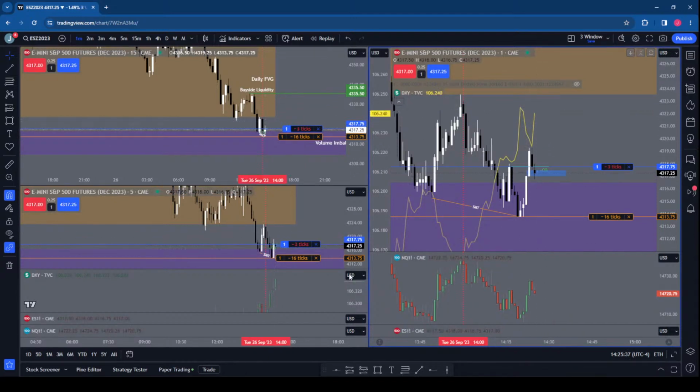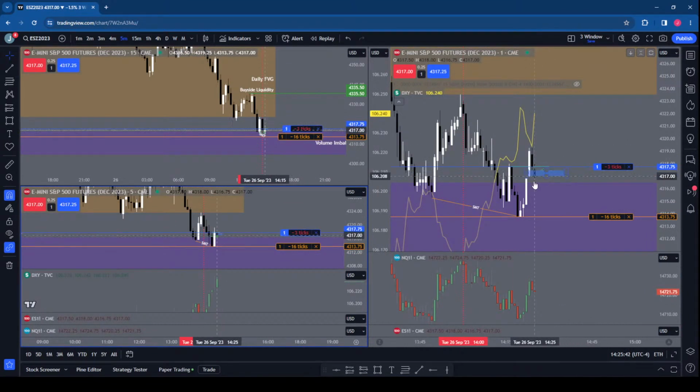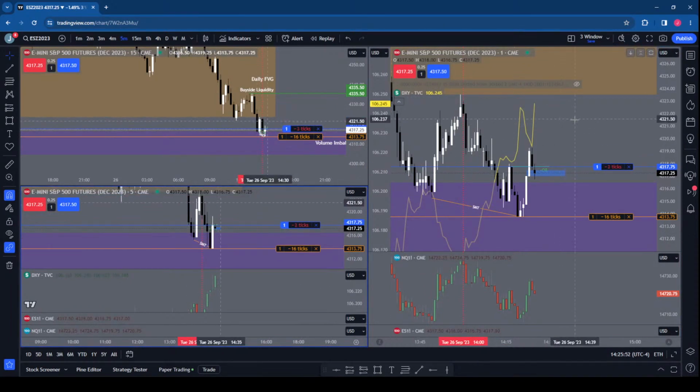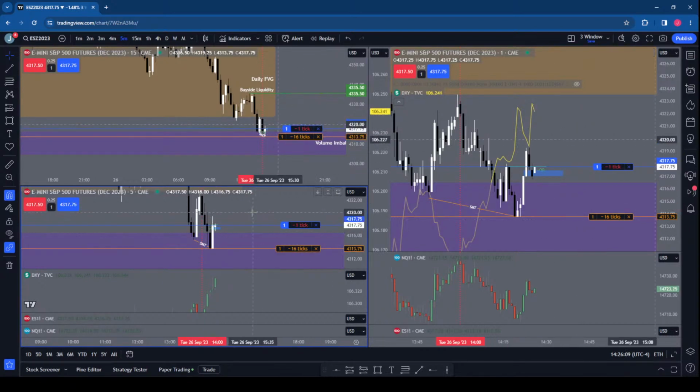Okay, dollar, I'm watching the dollar go higher right now. But I want to see how this candle respects this fair value gap. I want to see it leave the fair value gap with intention.